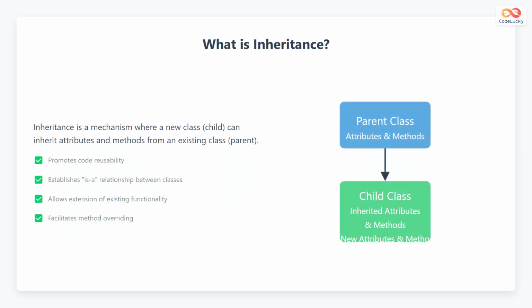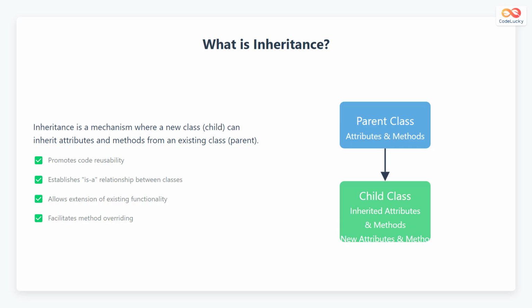Let's start by understanding what inheritance is all about. Inheritance is a mechanism where a new class, often referred to as the child class, can inherit attributes and methods from an existing class, known as the parent class. Inheritance promotes code reusability, allowing you to use existing code as the base for your new class.